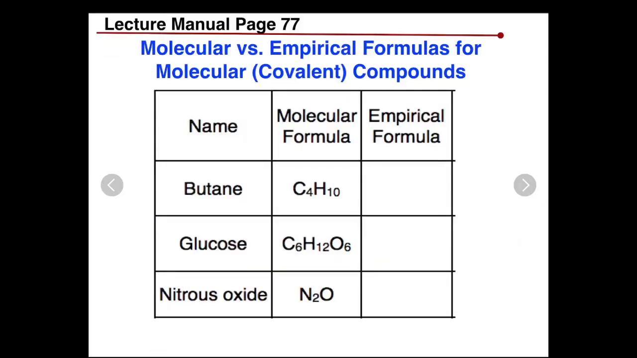For a molecular compound, however, we know exactly how many atoms of each type there are in each molecule. For example, when we talk about butane, we know that the chemical formula for butane has 4 carbon for every 10 hydrogen. For glucose, it has 6 carbon for every 12 hydrogen for every 6 oxygen. For nitrous oxide, you need to have 2 nitrogen for every 1 oxygen, for example. So this is an actual chemical formula for a molecular compound.